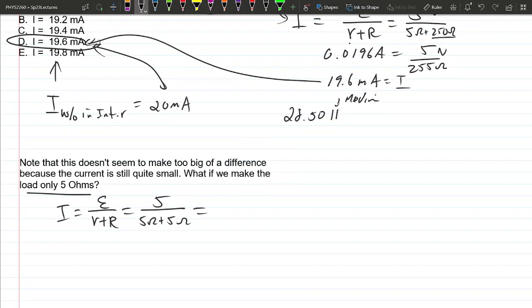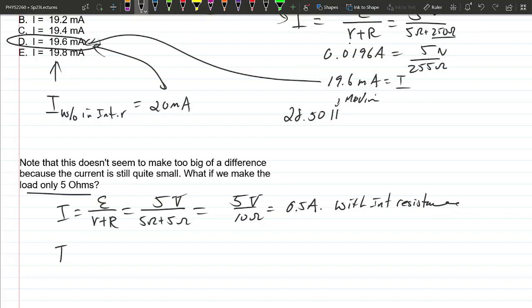So you get 5 volts over 10 ohm, and lo and behold, V equals IR. The amount of current you get out of it is 0.5 amp. So this is with internal resistance.